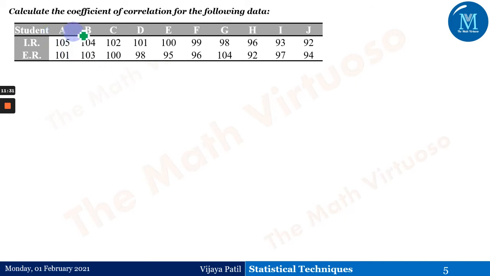Okay, now the next question is: calculate the coefficient of correlation for the following data. The students A, B, C, D, E, F and so on up to J, and there are IR and ER, some values, some variables they have given us. So we will not go deep into what has been given to us.